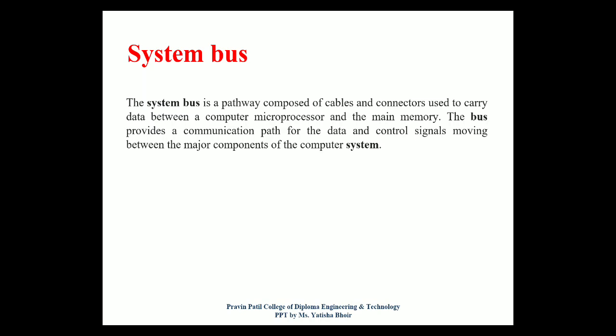The bus provides a communication path for the data and control signals moving between the major components of the computer system. Means it is used as a communication path for the data, and it controls the signals between the major components of the computer system. Okay, so overall the system bus is used to transfer the data between processor and main memory.